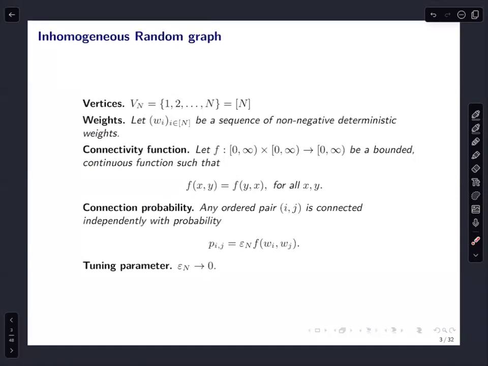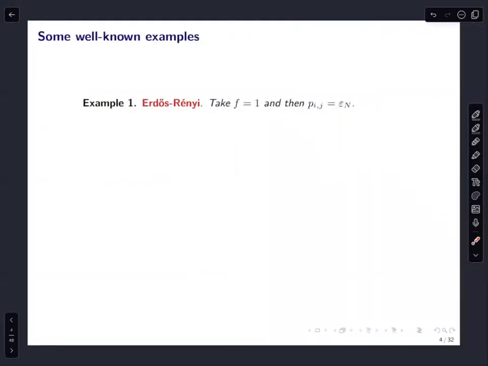Now, first, this is an abstract description. So are there examples, or what are the good examples which describe such an abstract setup? Let us look at some examples. The first obvious example is that f has to be 1 and these Pijs are homogeneous. So this is the homogeneous Erdős-Rényi graph, where the weights don't play any role here.